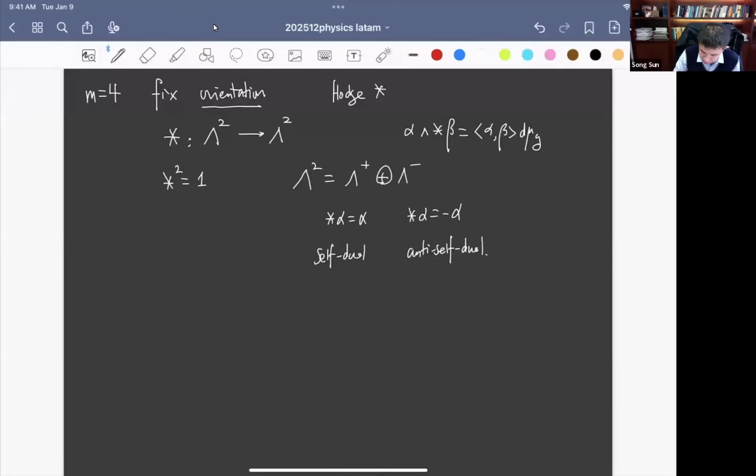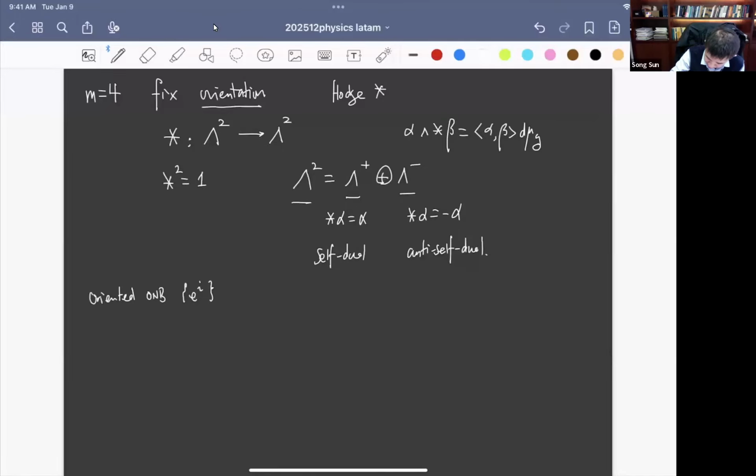So I think this is just linear algebra, right? I think it's good to write down things explicitly. It's not difficult. If you fix an oriented orthonormal basis or frame, let's say e_i, then Λ² is just e_i ∧ e_j, and it is 6-dimensional. Both Λ⁺ and Λ⁻ are 3-dimensional.